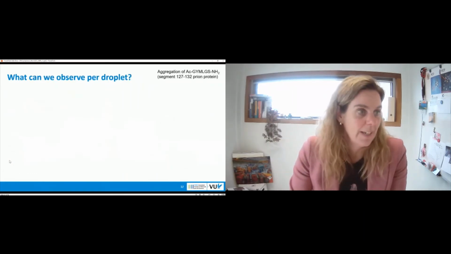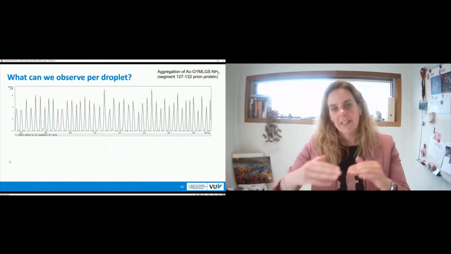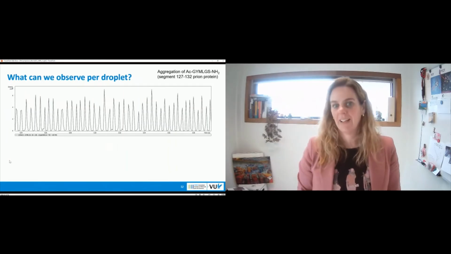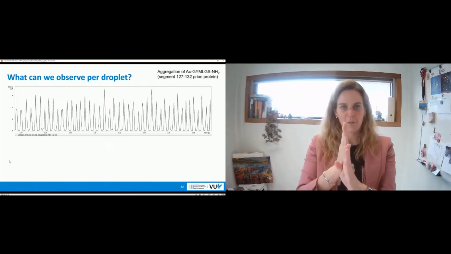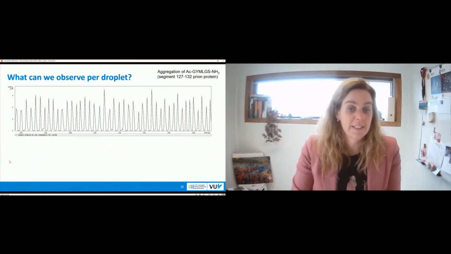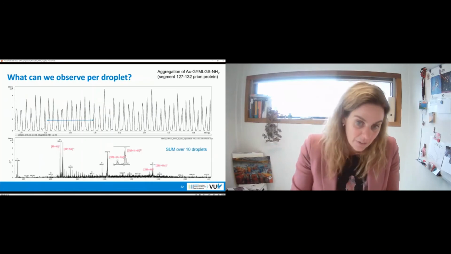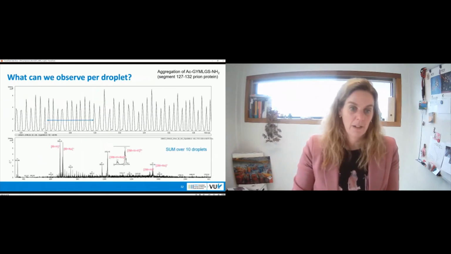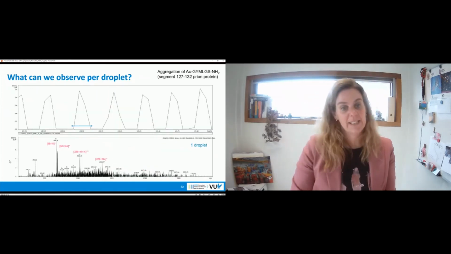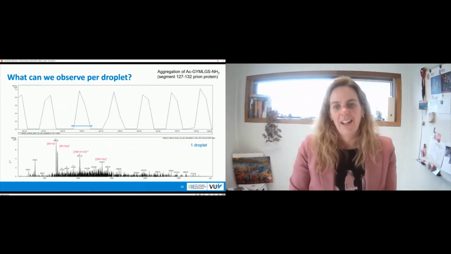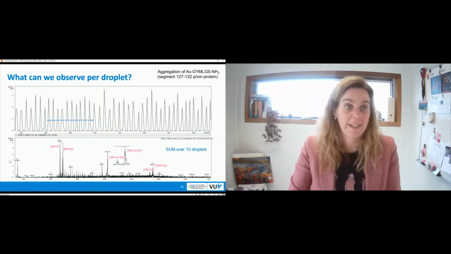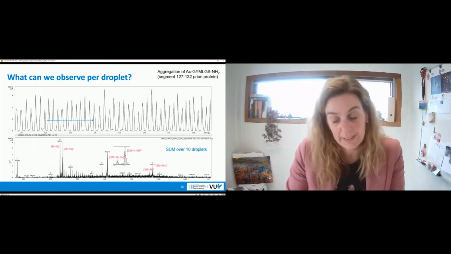So what does it look like in your mass spectrum? Well, rather than a constant signal, which is what we normally have, we now have spikes. So every peak means the arrival of one droplet, and then you have the oil coming in, one droplet, etc. But we can still average, for example, over 10 droplets and see the mass spec, or average over one droplet. So the nice thing is that you already see we have some aggregates present. The other thing is that we really have to work on the signal to noise, and this is something we are currently working on.